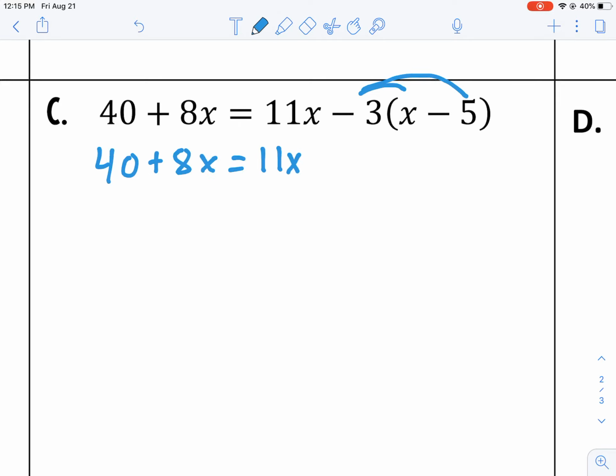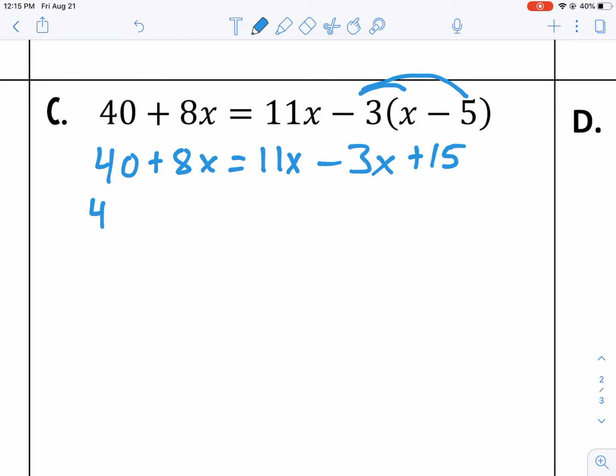So we've got -3 times x, that's -3x. And then we've got -3 times -5. A negative times a negative is a positive. So that's going to give us +15. All right, now we want to start combining like terms.